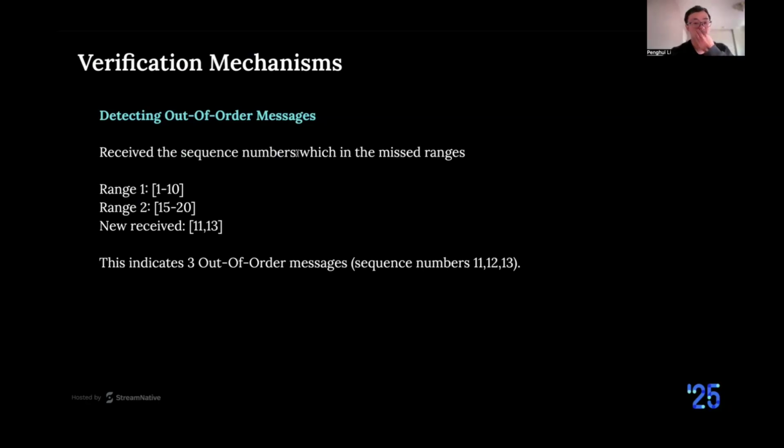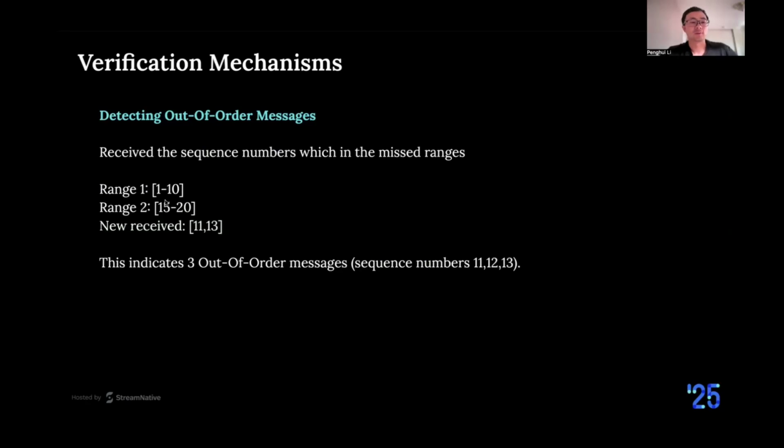And for out-of-order messages, you receive a message or sequence that you never received before, but you have already received some sequences after it, right? That means the message is dispatched out of order. For example, the consumer received 1 to 10 before, then started to receive 15 to 20, and suddenly the consumer received 11 to 13 after receiving 20. Yes, that means an out-of-order issue.